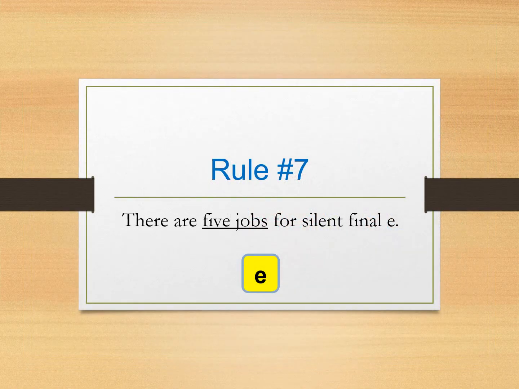Last week we did a lot with vowels, and this week we're going to do a lot with one particular vowel, and that is E. Rule 7. There are 5 jobs for silent final E.